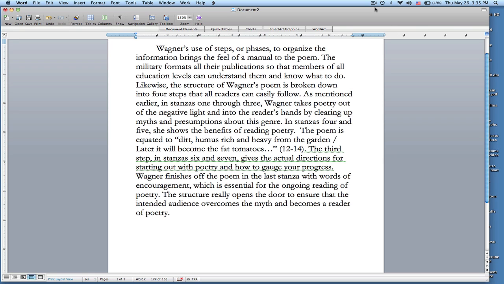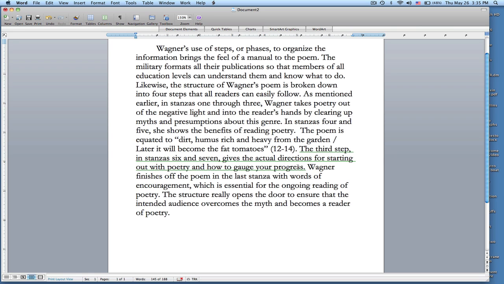One thing you need to notice is that you do not need to use the ellipsis marks at the beginning or end of a quote, only if you're leaving out words in the middle of a quote. The third step in stanzas 6 and 7 gives the actual directions for starting out with poetry and how to gauge your process.